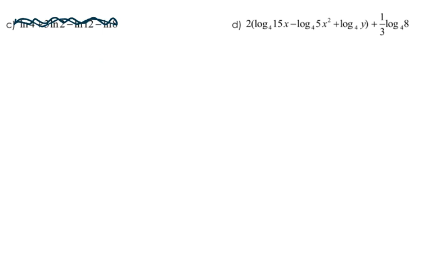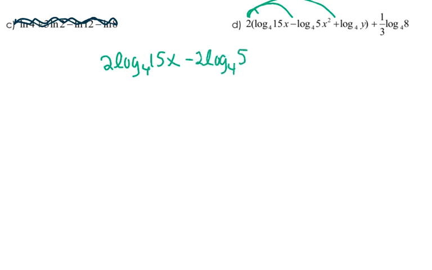What I am going to do with this 2 is distribute it. And you might find some shortcuts, but I'm just going to do one step at a time. So I have 2 log base 4 of 15x minus 2 log base 4 of 5x squared plus 2 log base 4 of y. I'm done with that. And now I still have my plus 1/3 log base 4 of 8.